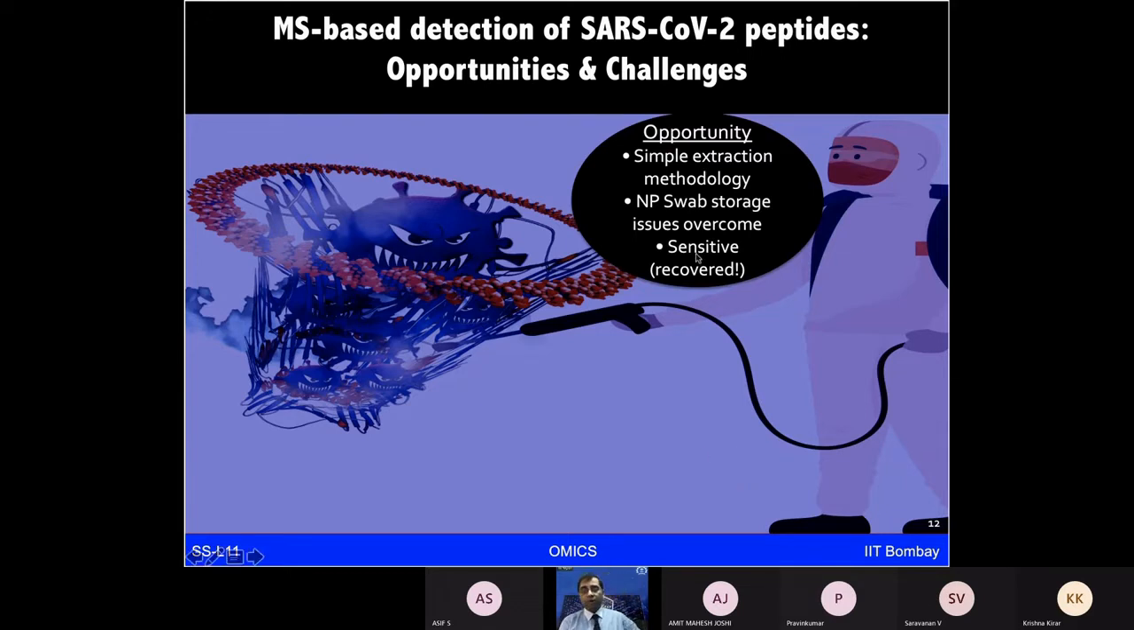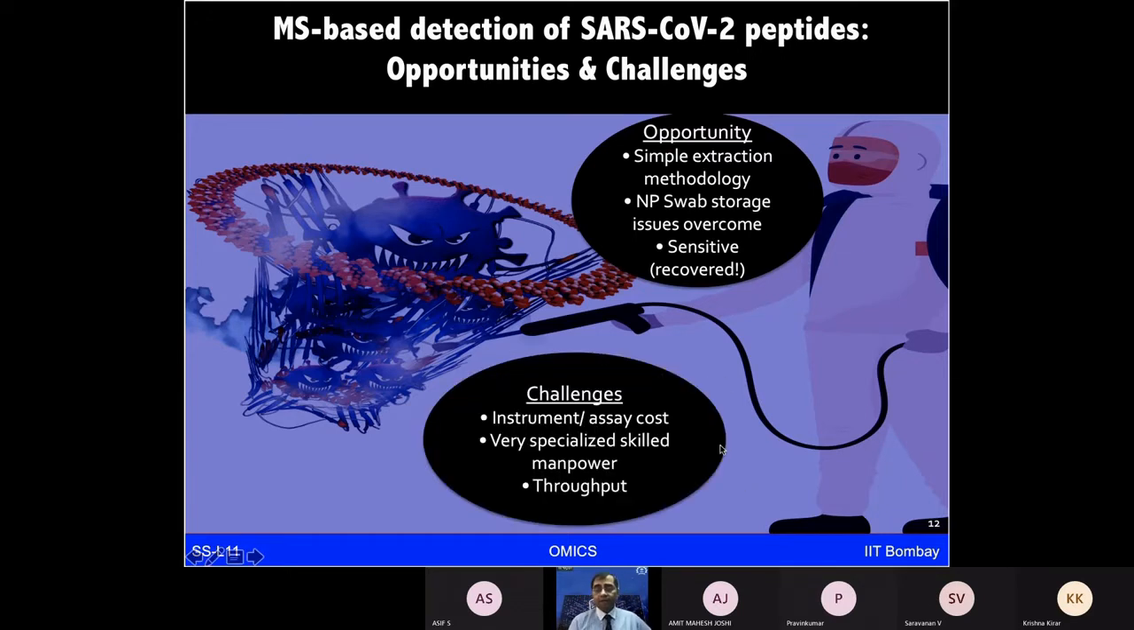So we have definitely overcome many of these issues, and a lot of opportunities are there. But the challenge is that the instruments we are using, the mass spectrometers, are quite costly. They are not available in all clinical labs because of the cost and the high-end handling of these instruments. It requires very specialized, skilled manpower to operate them. Therefore, the overall reach is limited for developing this kind of test, which could also be very cost effective.